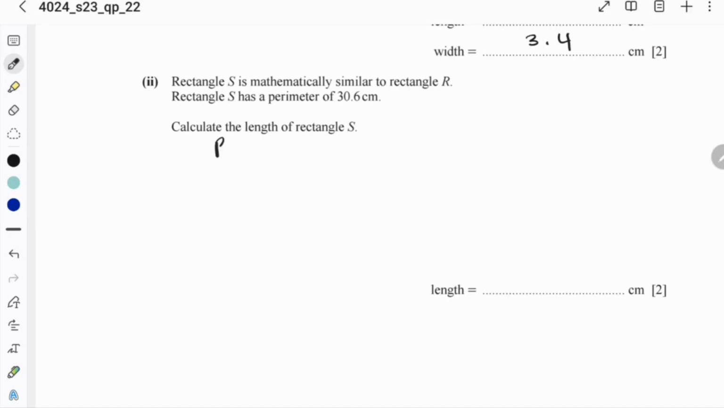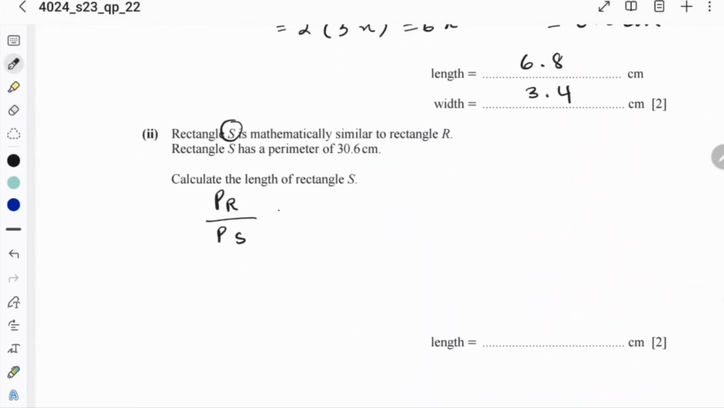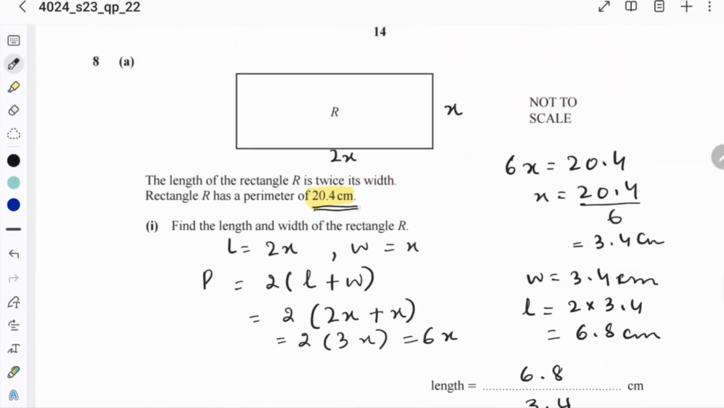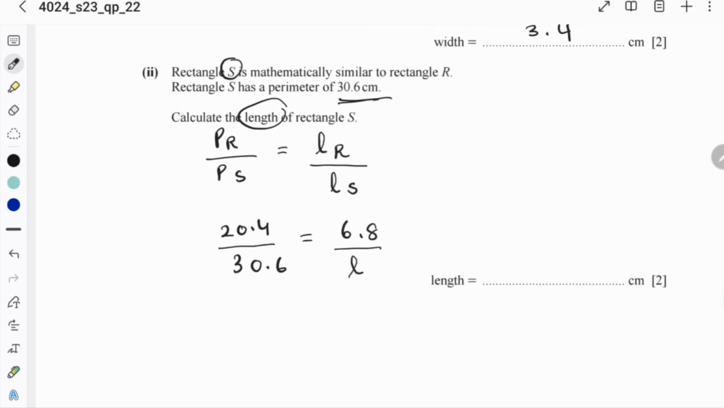So perimeter of rectangle R upon perimeter of rectangle S. This is rectangle S and this is rectangle R. So the perimeter of rectangle R upon perimeter of rectangle S is equal to the length of R in the numerator and the length of S in the denominator. The perimeter of rectangle R is given at the top, it's 20.4. So 20.4 upon 30.6 is equal to 6.8 upon the length of S, which is what the question asks. Simply cross multiply and find your answer.